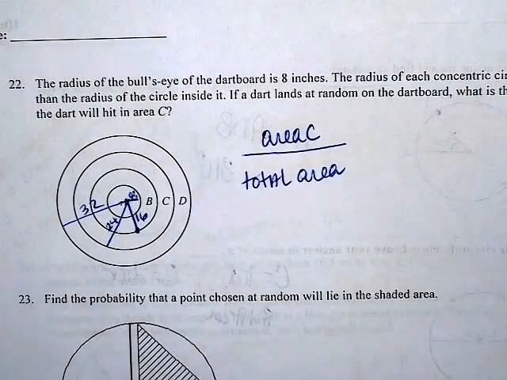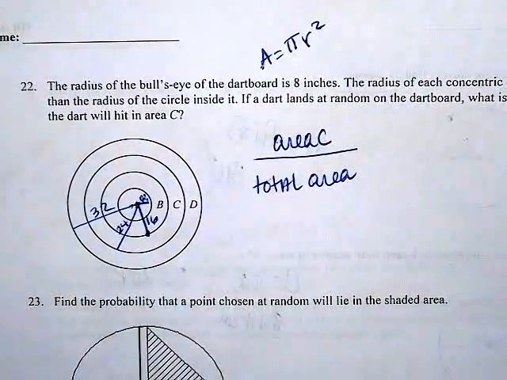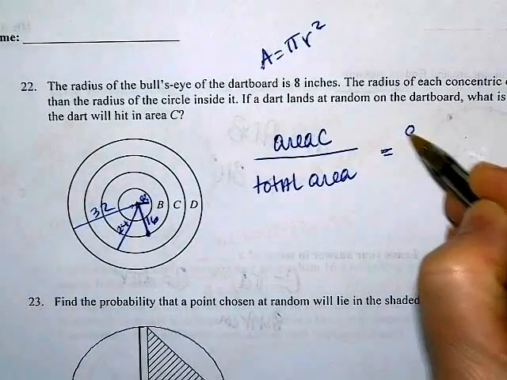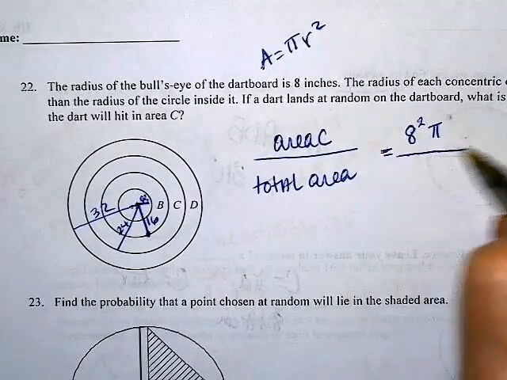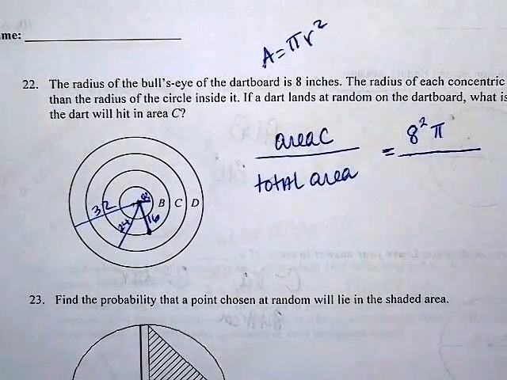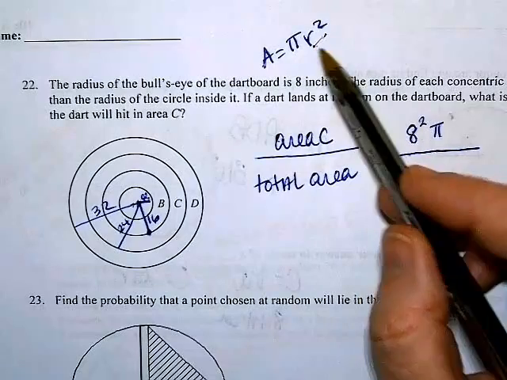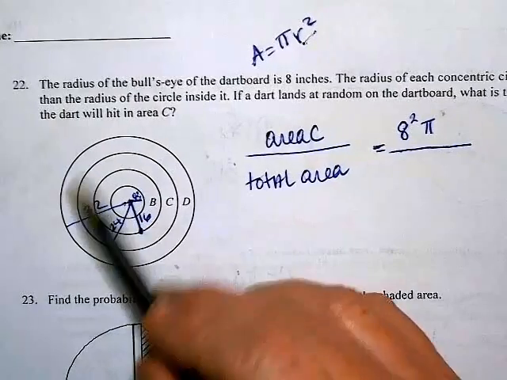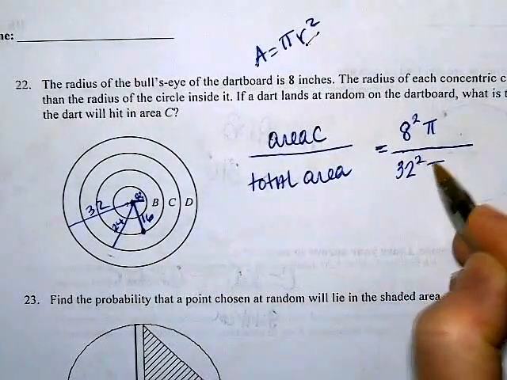Okay. These are circles, and the area of a circle is pi r squared. What's the radius for C? It's 8. What's the radius for the whole thing? 8 squared times pi. Pi r squared. The radius is r. The radius is 8. So it's 8 squared times pi, or pi times 8 squared. You can write it either way. For the whole circle, the radius is 32 times pi.